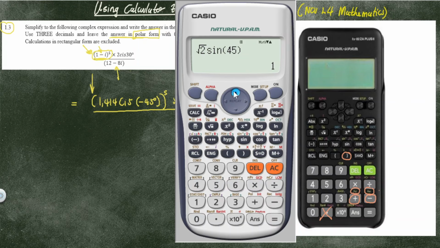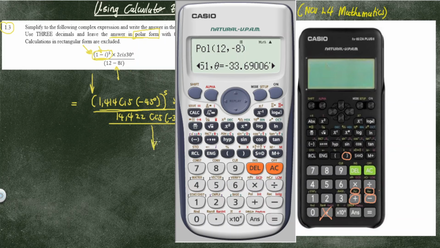We have to start the process again. Shift polar, whatever I'm going to insert inside the bracket, I want to convert it to polar form. So it's 12, shift comma, -8, close, equals, so we have 14.422. What is the argument? -33.690. So this is how you use your calculator to convert complex numbers.